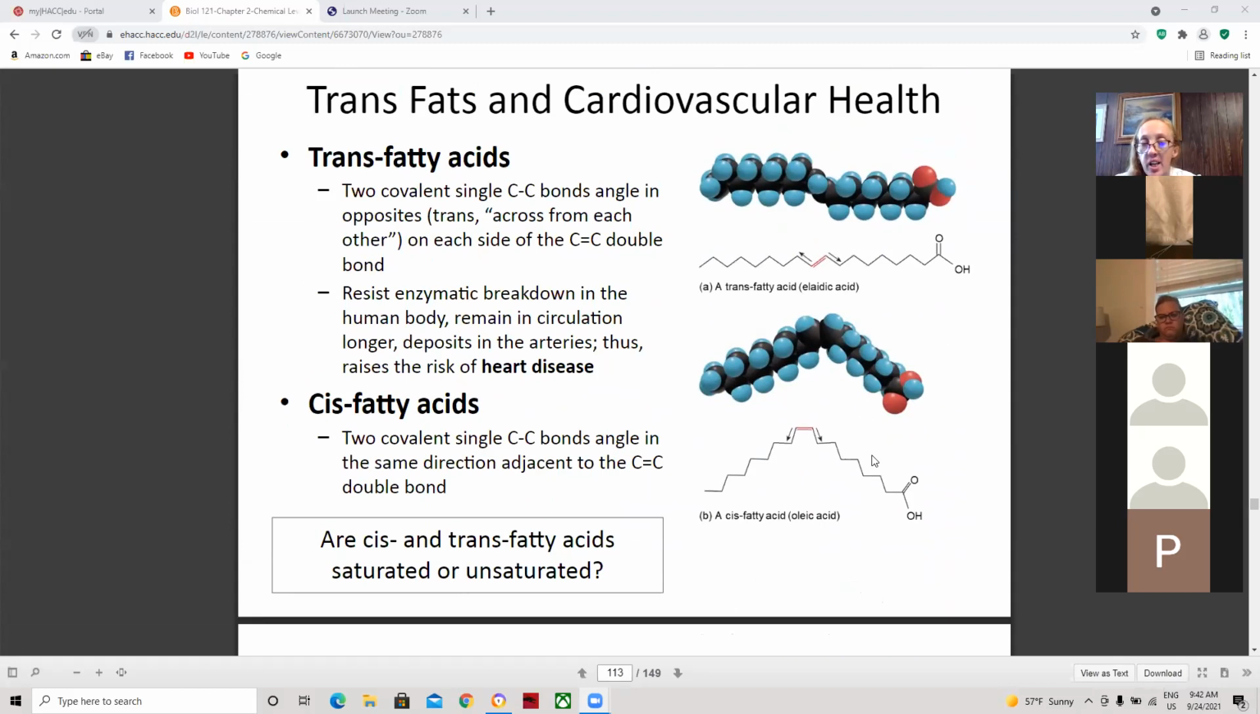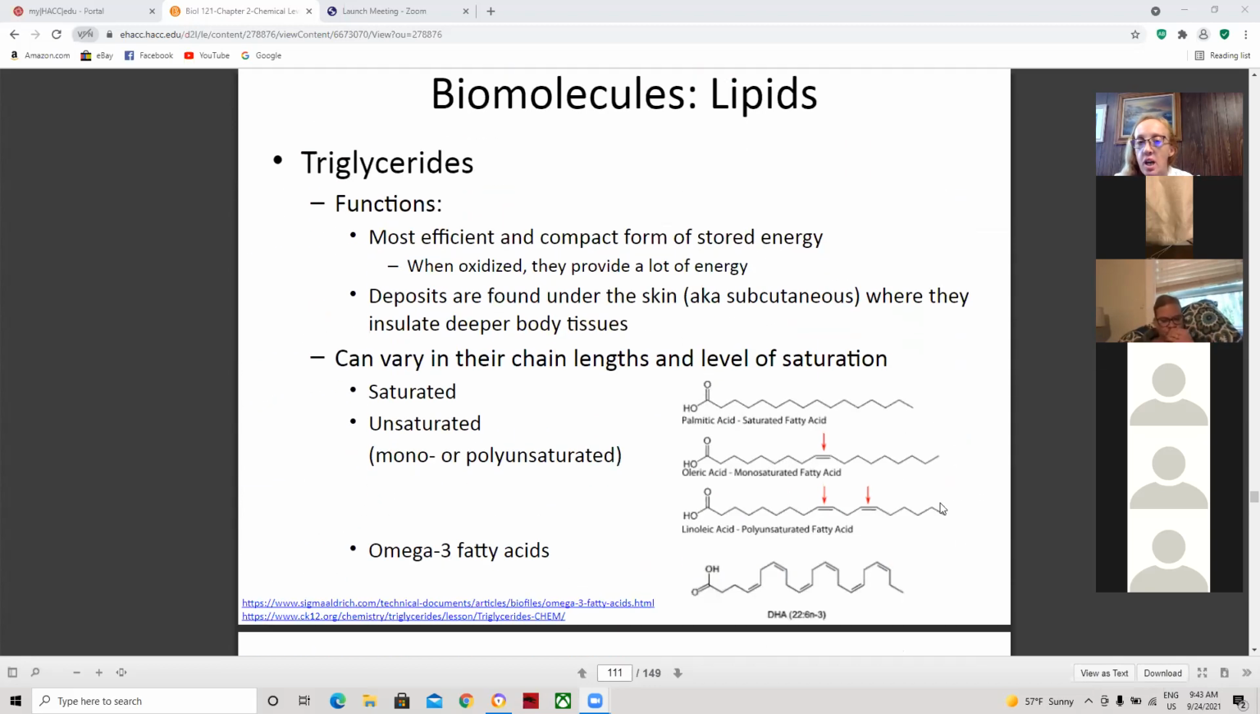Are cis and trans fatty acids saturated or unsaturated? What would you say? Trans fatty acids unsaturated and cis fatty acids saturated. You're close, Catherine. They're both unsaturated. The reason is that the double bonds make them unsaturated. Oh, okay.